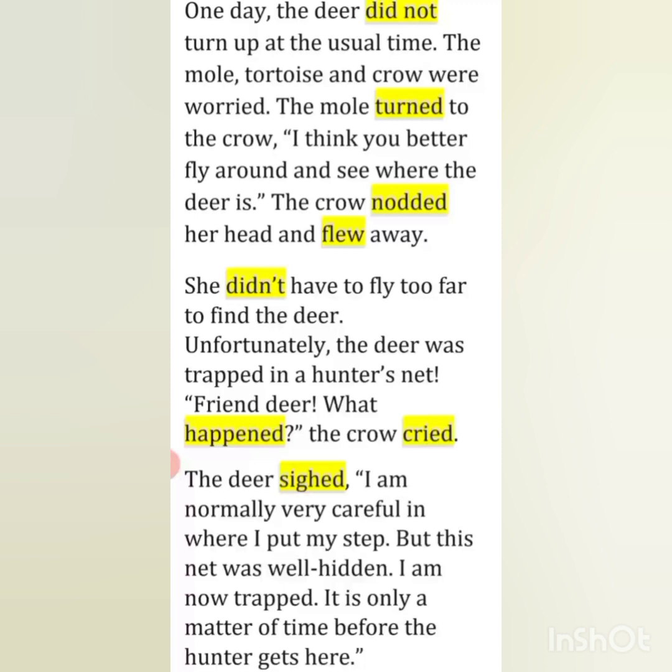She did not have to fly too far to find the deer. Unfortunately, the deer was trapped in a hunter's net. Friend deer, what happened? The crow cried. The deer sighed. I am normally very careful in where I put my step, but this net was well hidden. I am now trapped. It is only a matter of time before the hunter gets here.